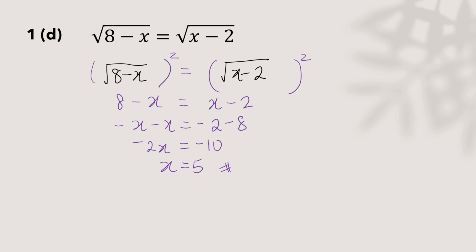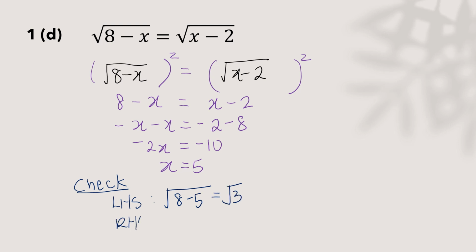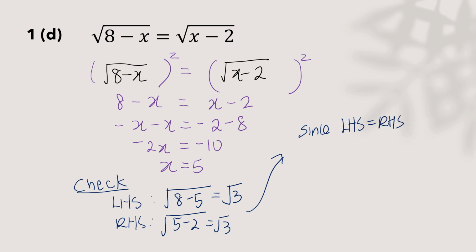We're going to check if our answer x equals 5 is a valid answer. So let's do a check. Our left-hand side will be square root of 8 minus 5. That gives me square root 3. And then the right-hand side will be square root of 5 minus 2, which gives you square root 3. And so since the values you get for the left-hand side are equal to the right-hand side, therefore x equals 5 is a valid answer.